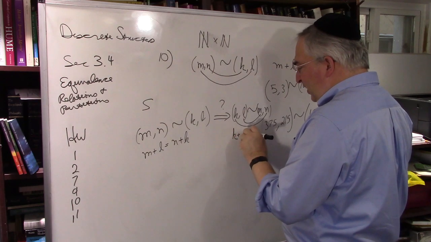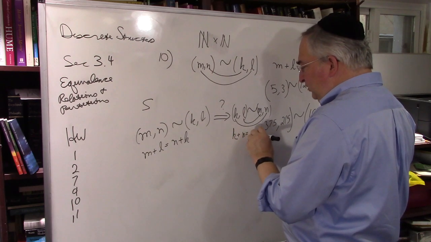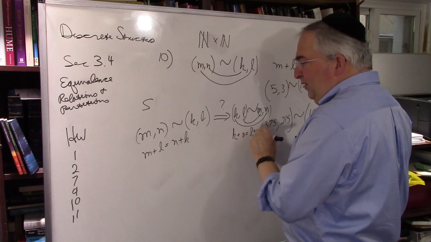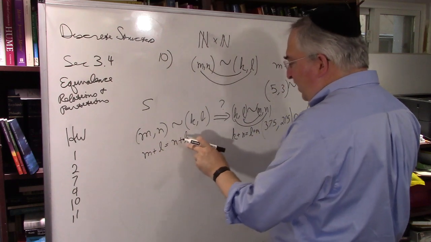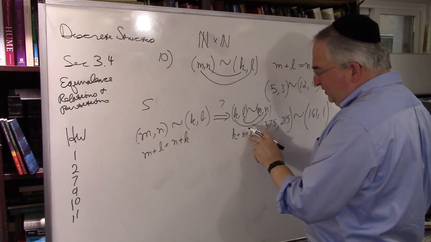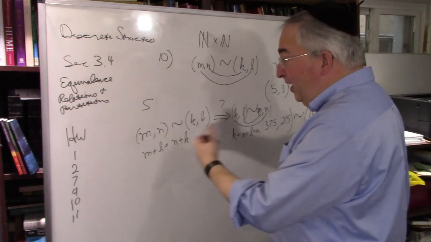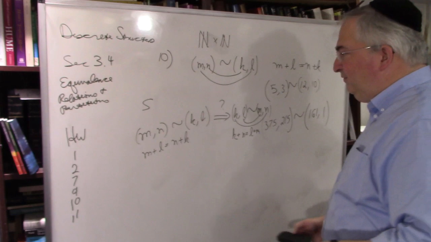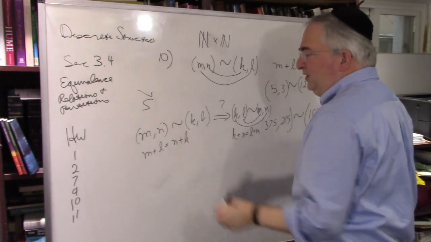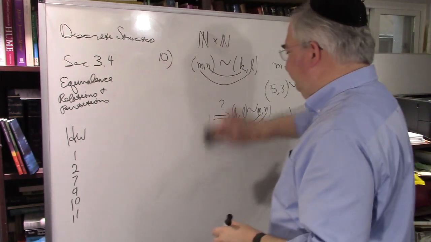K plus n is equal to l plus m. Well, if m plus l is equal to n plus k, it's the same thing. It all follows from addition being commutative. So yes, it is symmetric. Let's do transitive.